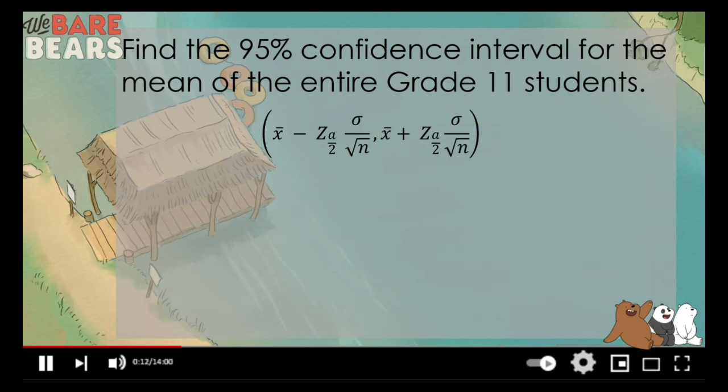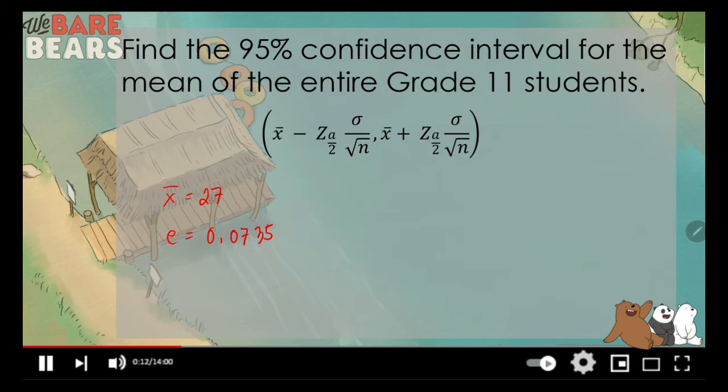We have the sample mean minus the z-value sub alpha over 2 multiplied by the population standard deviation divided by the square root of the sample size. While for the upper bound, we have the sample mean plus the z-value sub alpha over 2 multiplied by the standard deviation divided by the square root of the sample size. So, kanina, sa example natin, ang ating sample mean ay 27, while the margin of error is 0.0735.